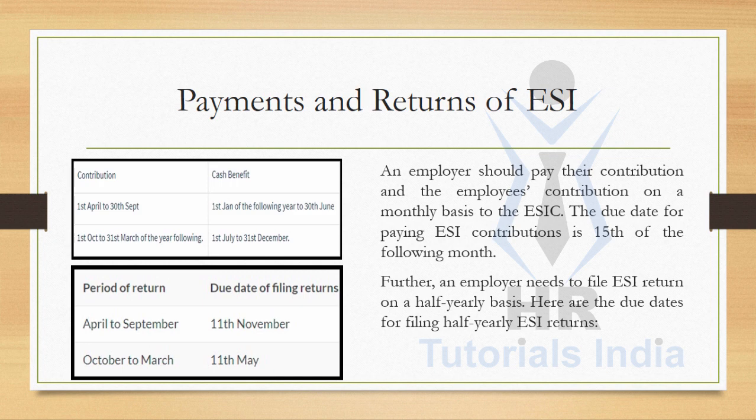First, on the left side, let us see the contribution and cash benefits. If the contribution is between 1st April to 30th September, then the benefit will be from 1st January of the following year to 30th June. Similarly, when the contribution is between 1st October to 31st March of the following year, then the benefits will be from 1st July to 31st December. Coming to ESI returns, if the period is from April to September, then the due date for filing the returns is 11th November. In the same way, when the period of returns is October to March, then the due date for filing the ESI returns is 11th May.